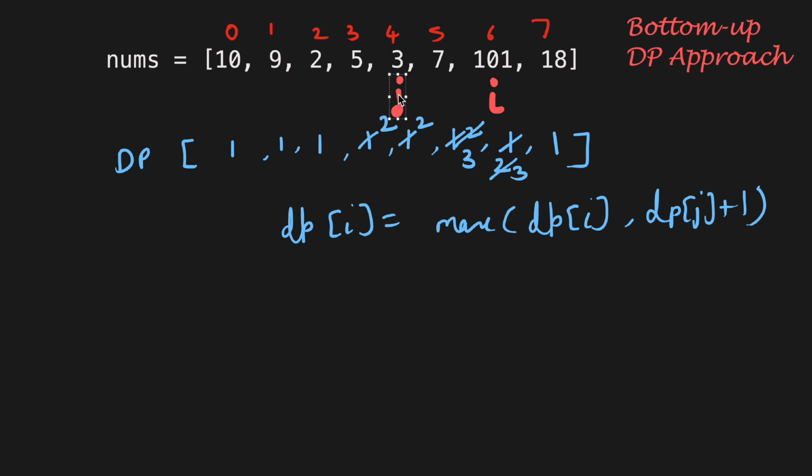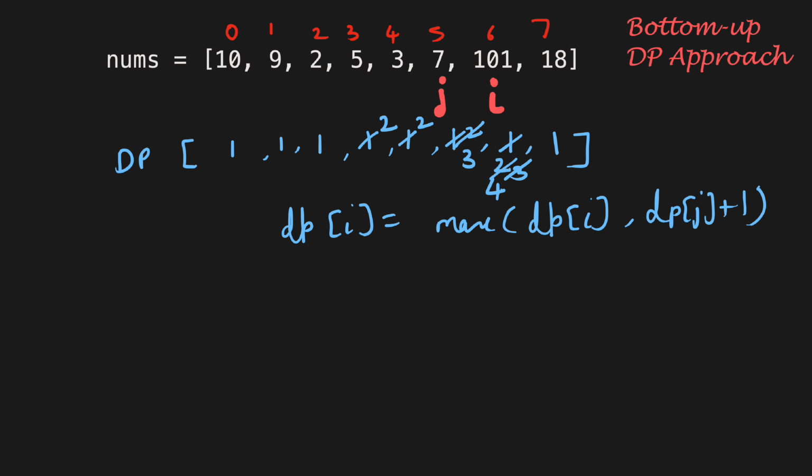And again we move j pointer forward and come to index 4, and since 3 is less than 101, we will get the corresponding LIS of length 3. So dp of 6 stays 3. Then we move j to index 5, and since again 7 is less than 101, the length of the LIS ending at index 6, that is dp of 6, now becomes dp of 5 plus 1 equal to 4.